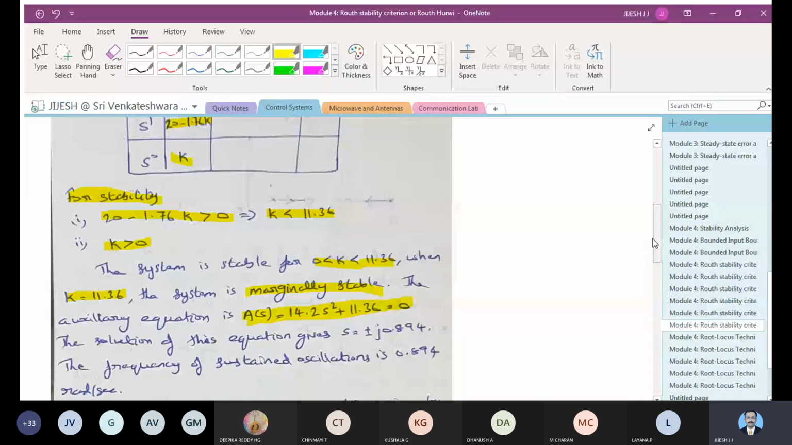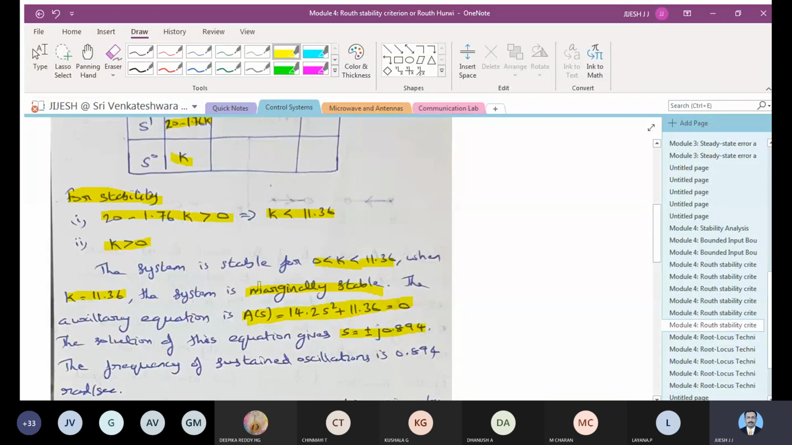So what you have to write, the auxiliary equation will be 14.2 s square plus 11.36. When you find the solution for that equation, you will get s equal to plus or minus j 0.896. So when you get this value, you can say that it will be marginally stable.